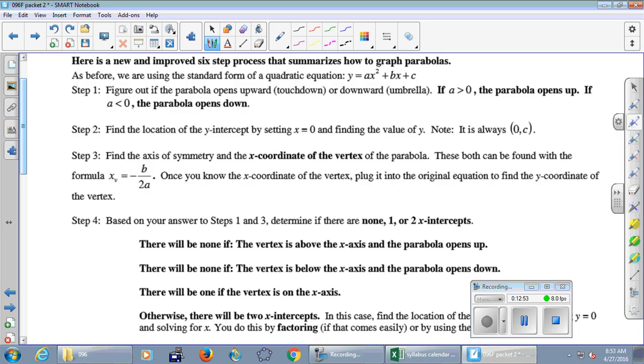You set x equals 0. That's the same. The old step 3 was to find the x-intercepts. But the fact is there might not be any, right? There are plenty of parabolas which have no x-intercepts. So we're scratching that find the x-intercepts step. We're going to delay it and replace it with this new step 3. The new step 3 is to find the x-coordinate of the vertex by using our spiffy new formula right there. Every parabola has a vertex, and you can always find the x-coordinate by doing that. And once you know the x, you can plug into the original equation to find the y. So you'll have an ordered pair, both coordinates of the vertex.